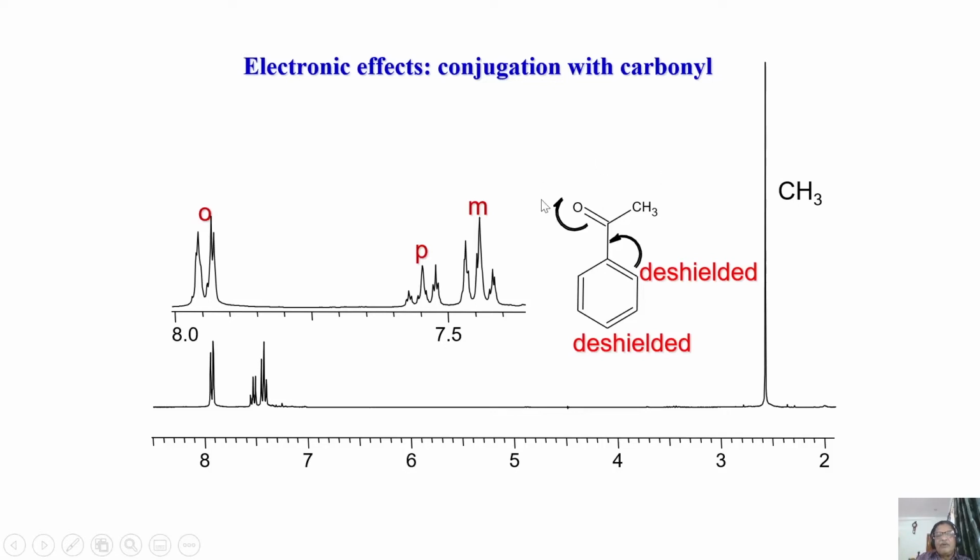Similarly, when C double bond CH3 is added to the benzene ring, the protons in the ortho position to this functional group and in the para position get de-shielded, whereas the protons in the meta position get shielded. As you can see, meta protons come high field, whereas ortho and para protons come downfield. Of course, ortho is more downfield shifted because of its close spatial proximity with this functional group.